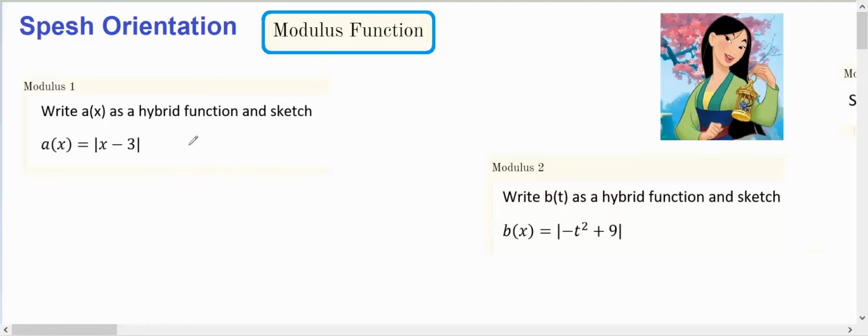Okay, the modulus function number 1, right? A of x is a hybrid function in Sketch. So I'm interested in when x minus 3 is bigger than or equal to 0, and that's when x is bigger than or equal to 3.